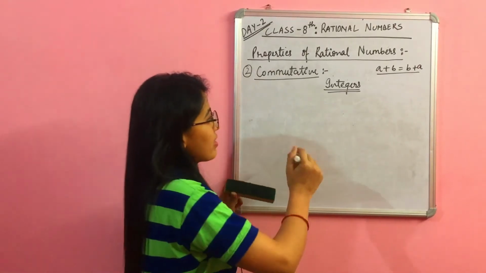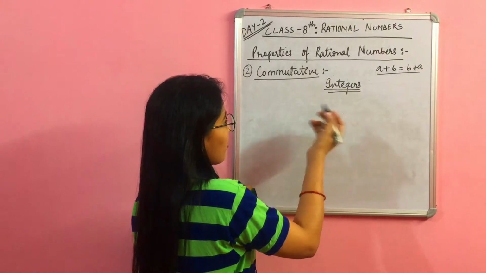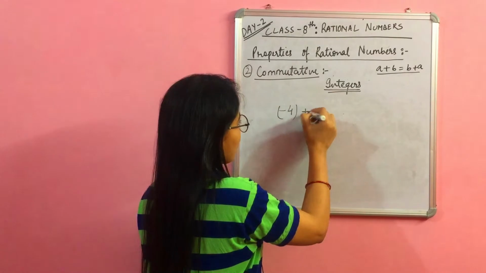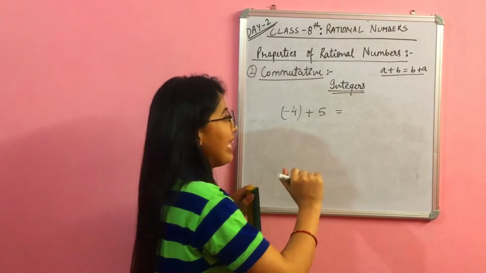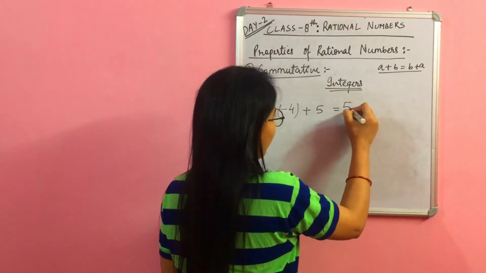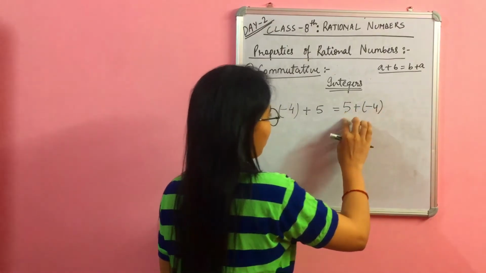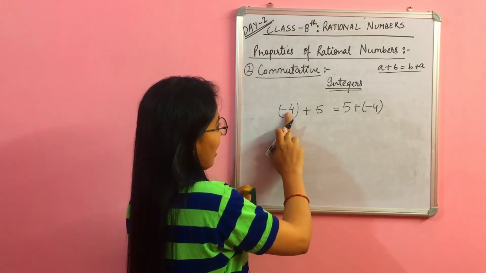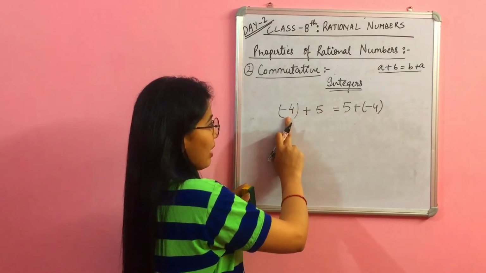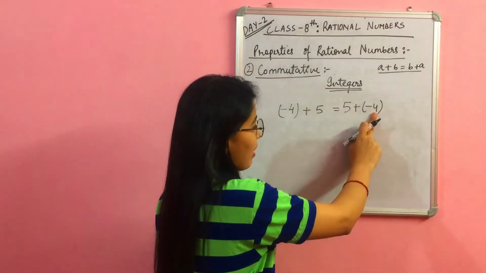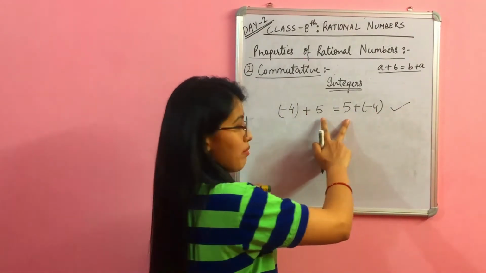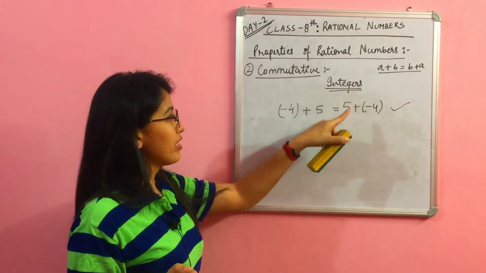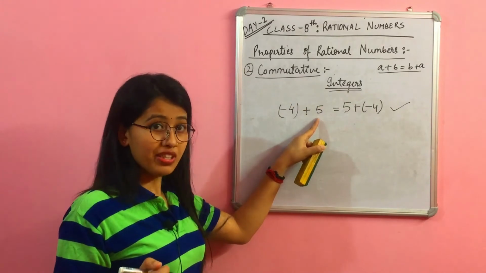We are taking the set of integers. Now let us check for addition. Let us say minus 4 plus 5. We are having two integers here, and let us say 5 plus minus 4. If you see here, minus 4 plus 5, this is 5 minus 4 is 1, this is 5 minus 4 is 1. So both are same. LHS is equal to RHS. So the set of integers is commutative under the operation addition.